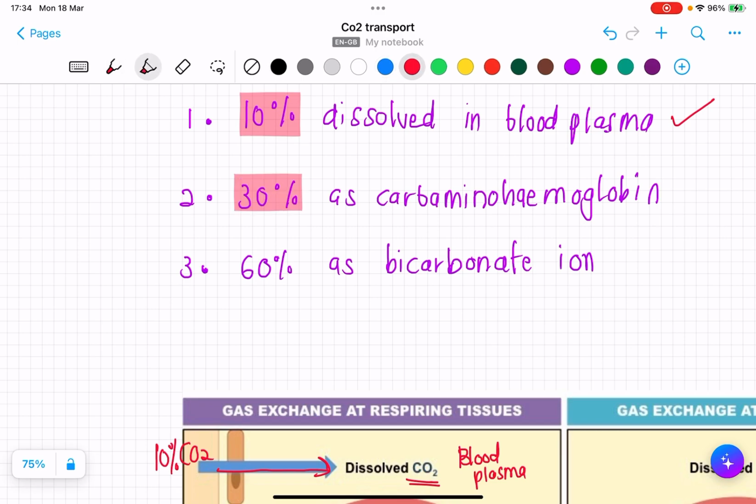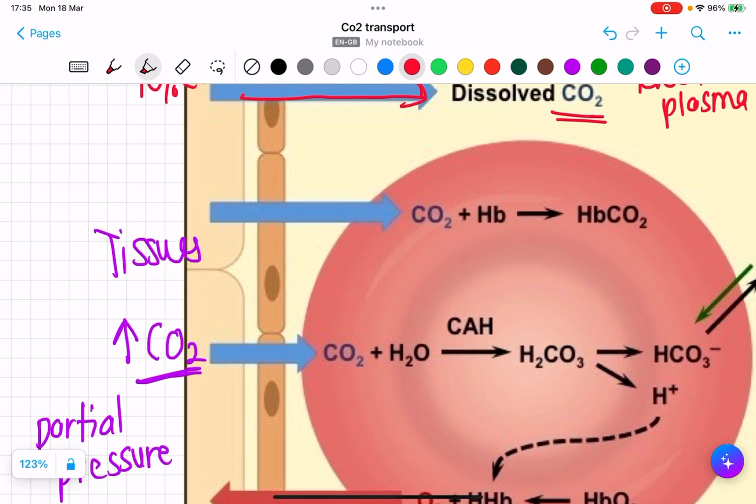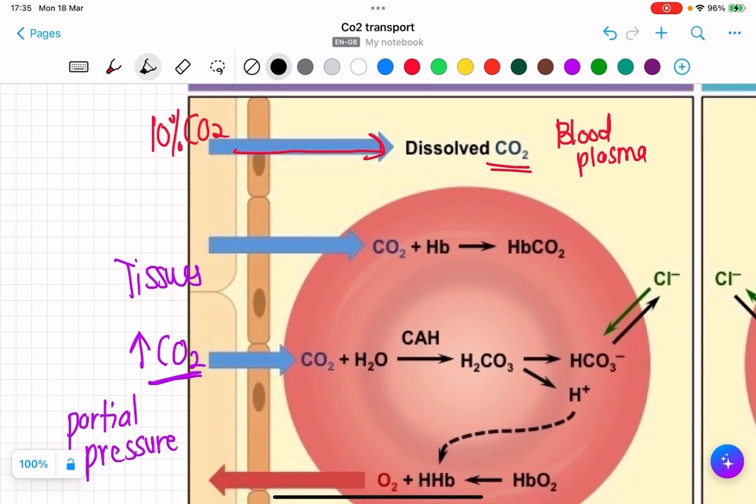30% of the CO2 will be transported as carbaminohemoglobin. Carbaminohemoglobin. Okay, let's see how it happened. So, kita tahu partial pressure CO2 dalam tisu adalah tinggi, adalah banyak. Concentration CO2 high. A lot of CO2. So, CO2, of course, dia akan pergi ke tempat yang low CO2, low partial pressure. So, the story, again, the high partial pressure of CO2 in the tissue will dissolve in the blood plasma.